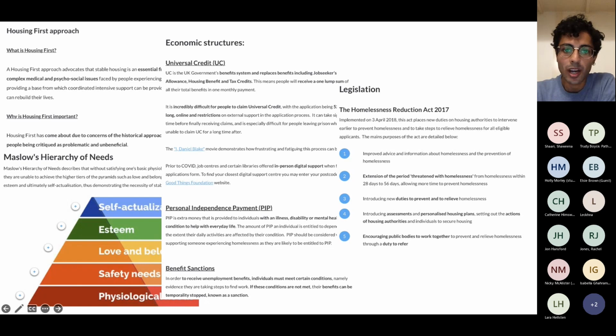So here again, you can see more hyperlinks to other websites, other foundations doing great work, and video clips to contextualize and understand this information a bit better as well.